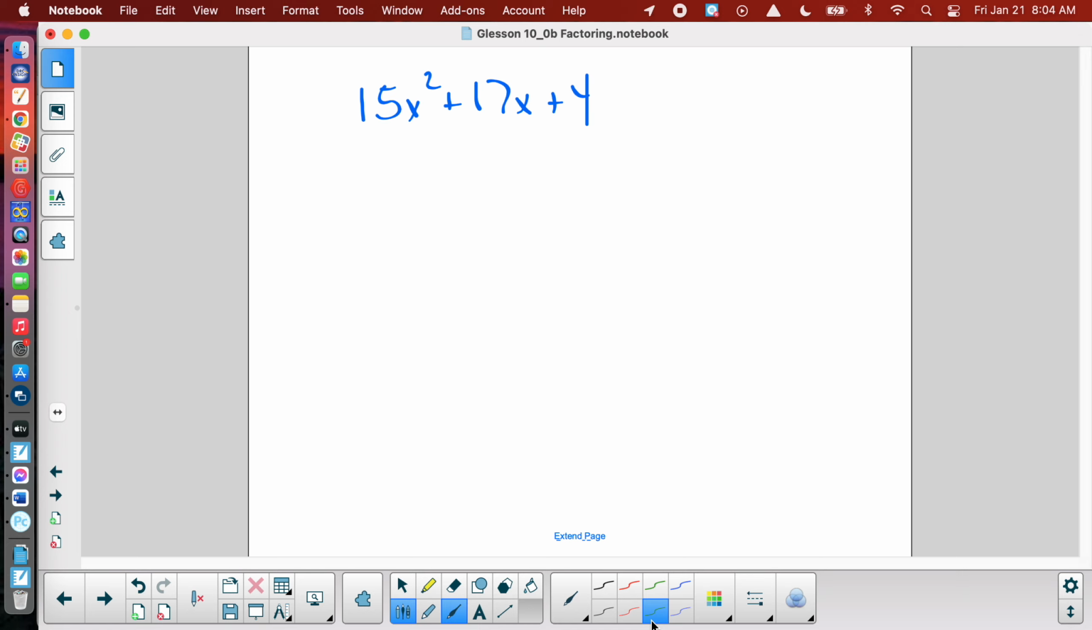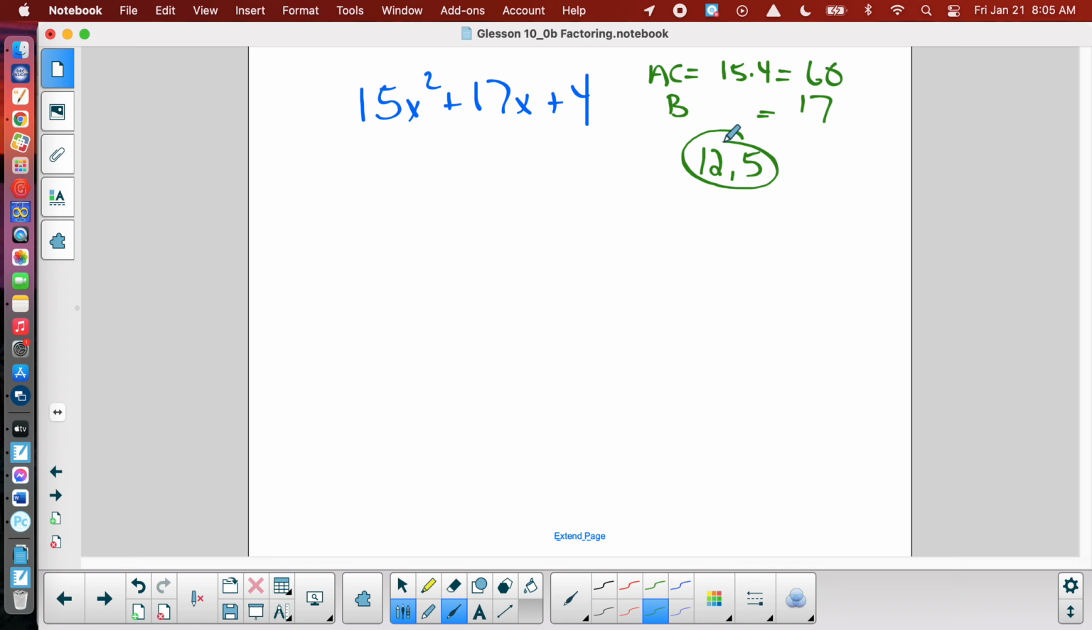Okay. For AC, my AC value is 15 times 4, which is 60. And my B, my sum, is positive 17. So you have two numbers that multiply to give me 60, but add to give me 17. 12 and 5, good. Okay? That was a good catch. A lot of people are going to go to 20 and 3 because 20 minus 3 is 17, but it's positive 60, not negative 60, so that 20 and 3 doesn't work. 12 and 5 are the magic number combination.